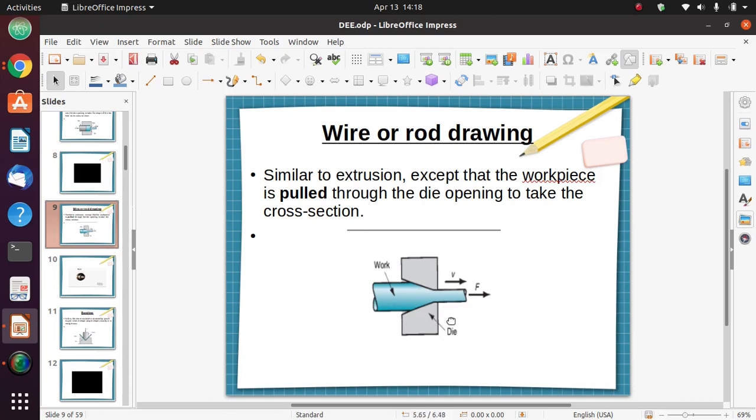Now, as we have seen in that video, the force applied will be dependent on the type of material that you're pushing or pulling and the friction. So we can reduce that force by applying lubrication within the die. These spaces up there, you can apply lubricant to reduce the force. That is what we call wire drawing. You pull your workpiece through that die, the cross-sectional area of that die.